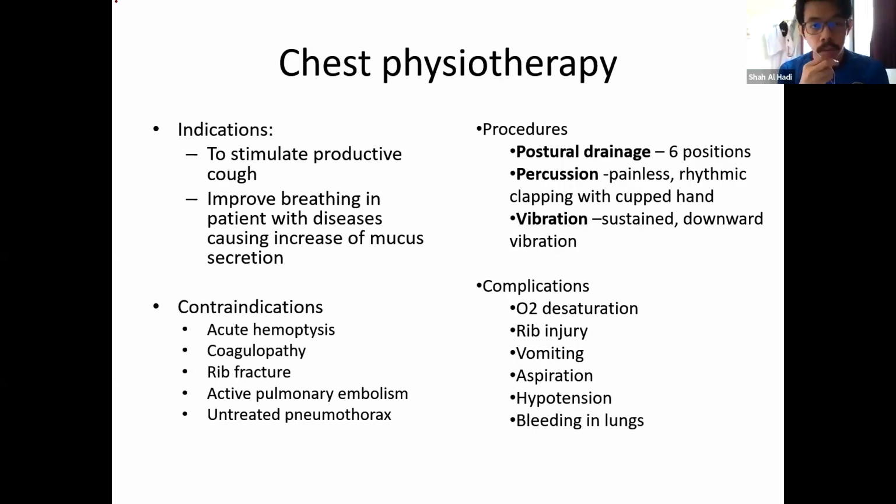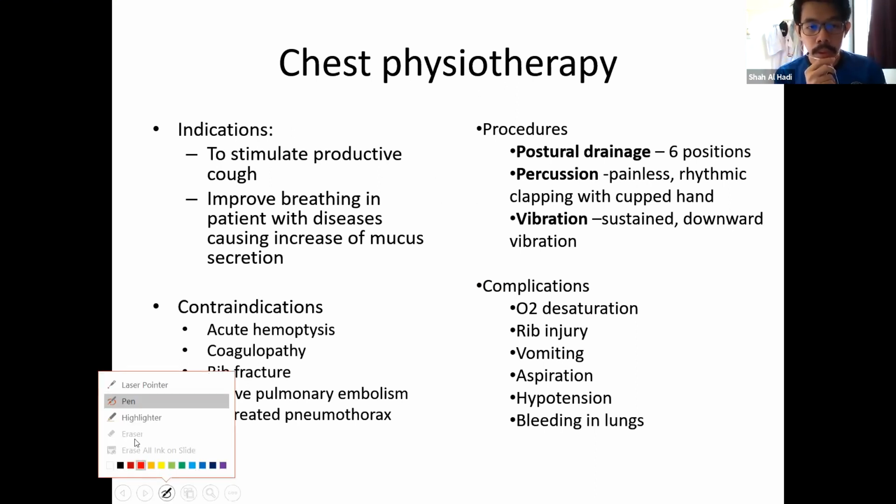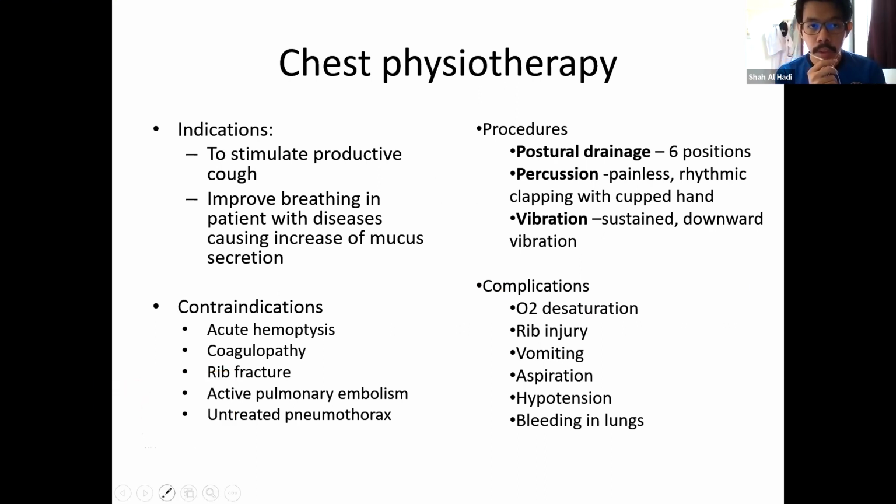Okay, Assalamualaikum. My name is Shah Al-Hadi. I'm going to explain about chest physiotherapy and airway suction. First, I will explain a bit about the indication of chest physiotherapy, which is, the first one, to stimulate productive cough in children.